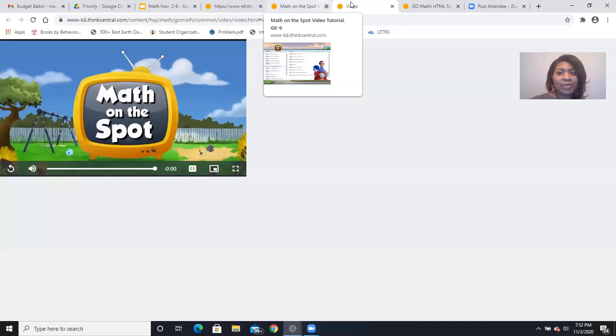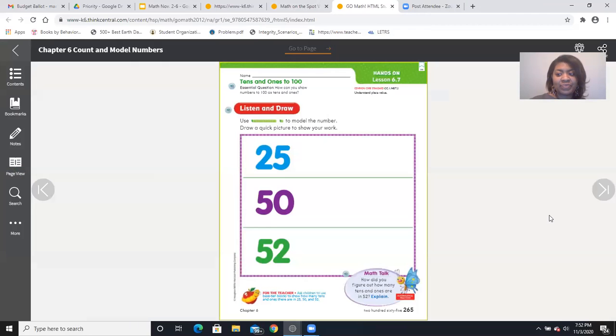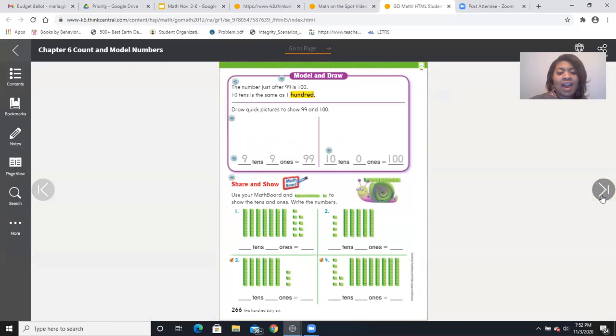Get our book to page 266. All right, we're going to model and draw. The number just after 99 is 100. 10 tens is the same as 100. So we're supposed to draw a quick picture to show 99 and 100.